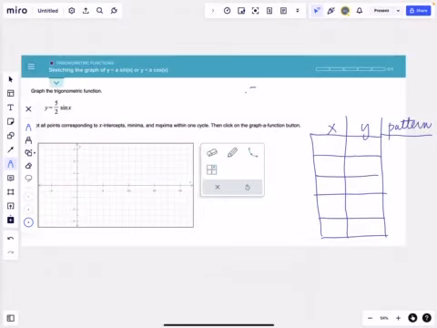Hey there, mathletes. Some of you are having a little trouble graphing some of these functions that are sinusoidal functions. And so I'm going to do a series of quick videos that help you with the process.